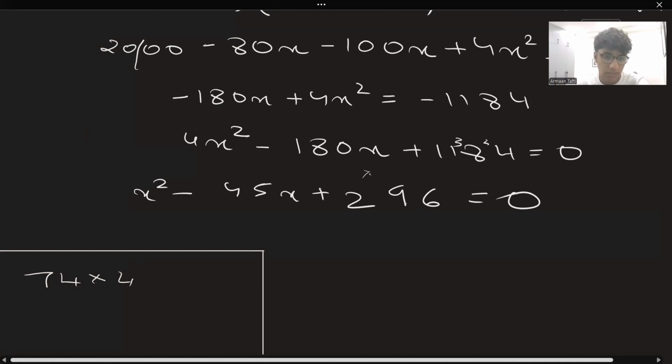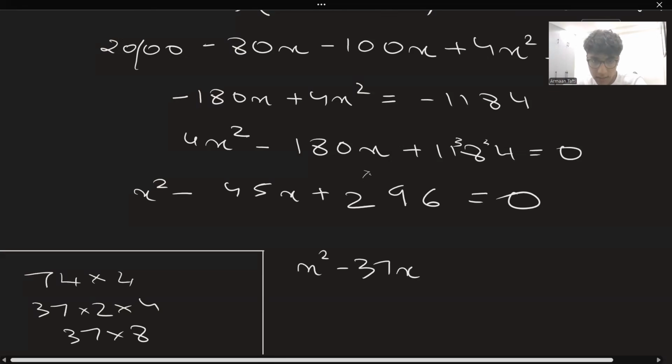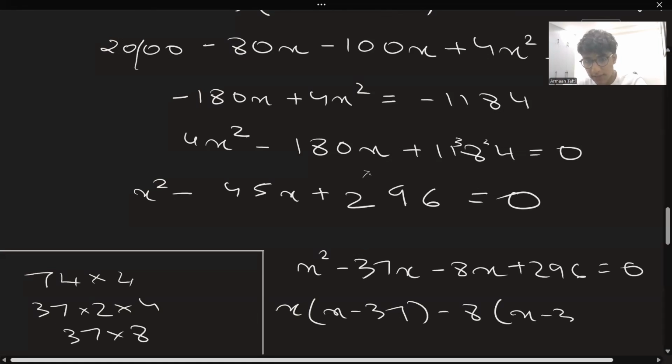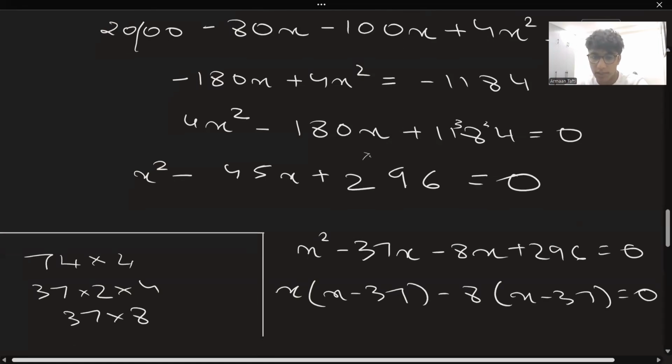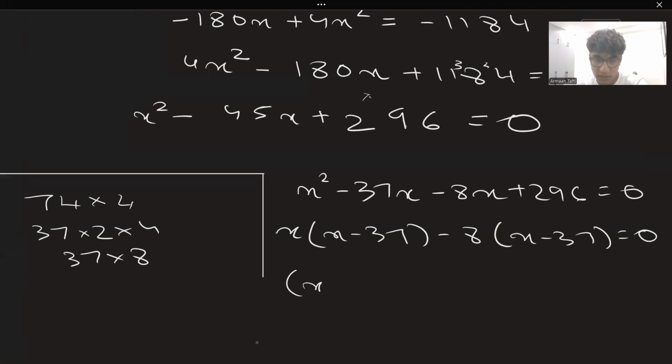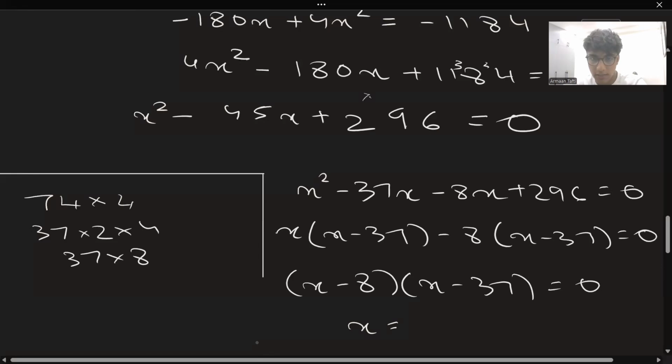Still, you don't see any 45 relationship. Let's break this down. 74 is made out of a prime number, which is 37, into 2, into 4. So 37 into 8. There we go, 45. It's that easy. x square minus 37x minus 8x plus 296 is equal to 0. And then it's just simple. Take x out common, x minus 37, minus 8 out common, x minus 37 is equal to 0. So you get x minus 8 times x minus 37. So x is either equal to 8 or it's equal to 37.